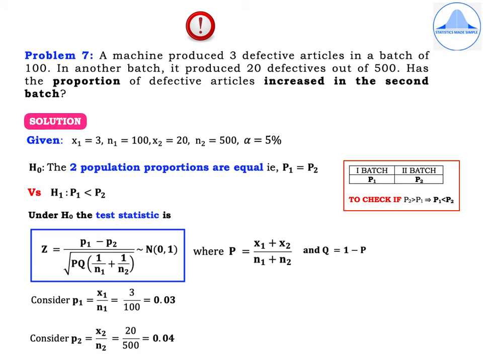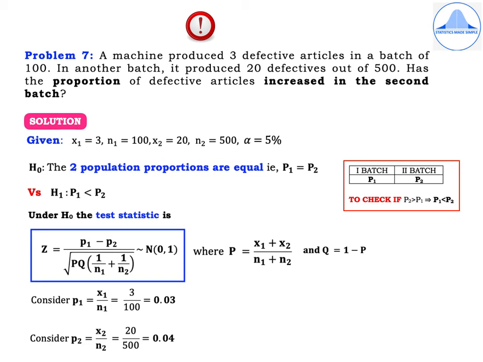Problem 7. A machine produced 3 defective articles in a batch of 100. In another batch, it produced 20 defectives out of 500. Has the proportion of defective articles increased in the second batch? The word proportion is present in the problem, and also we have two batches, so the problem is based on test for equality of proportions. Write the solution. Given x1 is 3, n1 is 100, x2 is 20 and n2 is 500, and alpha is taken as 5%.